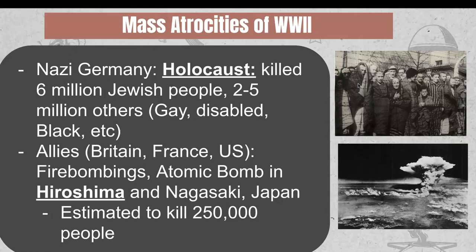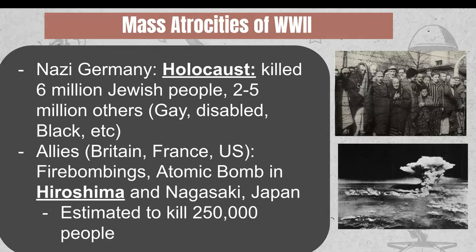Now, the Axis powers aren't the only group that is committing mass atrocities. The Allies, so Britain, France, and the United States, will also commit a lot of traumatic and very violent crimes against humanity, essentially. There's going to be fire bombings, and that is just when you release a bunch of fire, typically from airplanes, and you light everything on fire. We are also going to see the first usage and the only usage of atomic bombs in war. The United States is going to launch 2 nuclear bombs in Japan, one in Hiroshima and then one in Nagasaki.